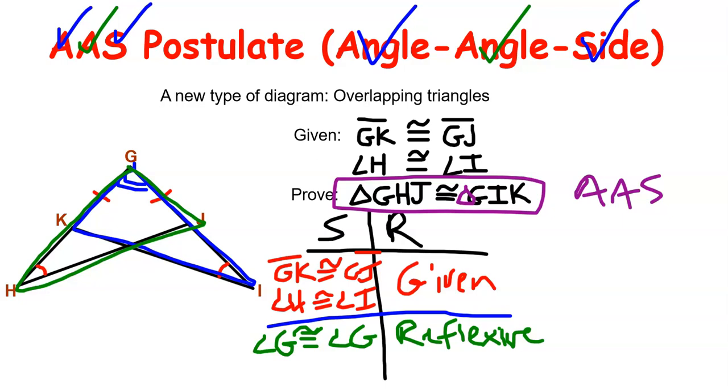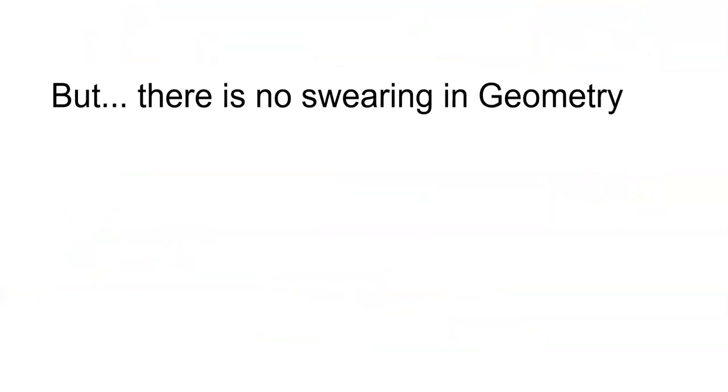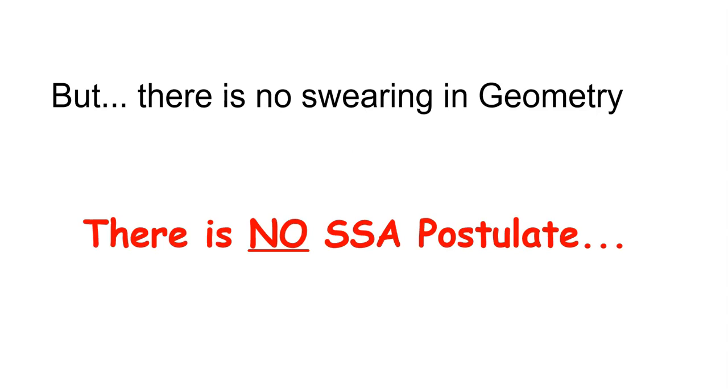Now, you might be wondering, is the same true if we have two sides and a non-included angle? To that, the answer is there is no swearing in geometry, meaning there is no SSA postulate. I will let you read into that how you will. But if we know two sides and an angle that is not included between those two sides are congruent, then no. We cannot say that the two triangles are congruent because there are multiple potential triangles there.